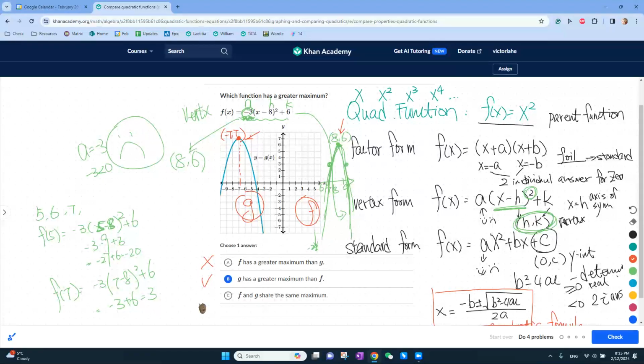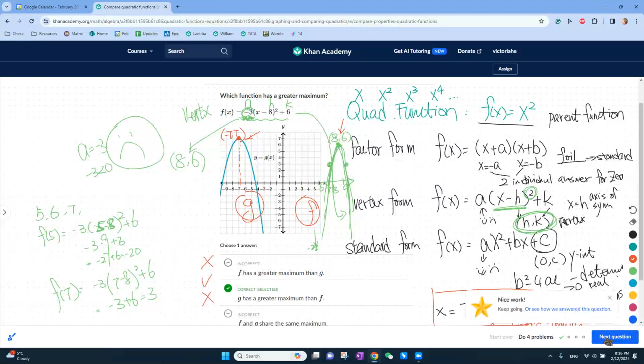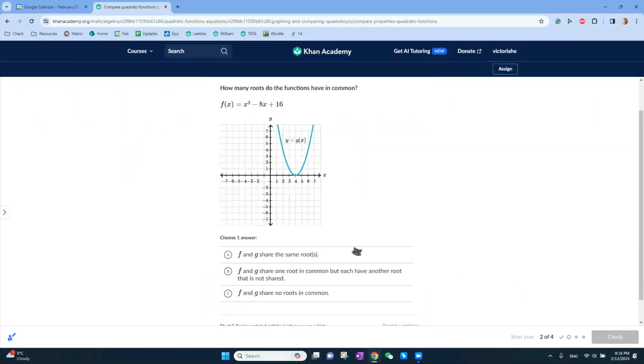What about C? They said they're the same. Okay. Is that the same? No. Okay, so do you have all of these notes down on this page? Yeah. Okay, let's take a look at this one.